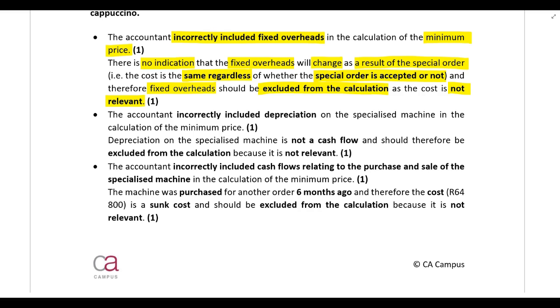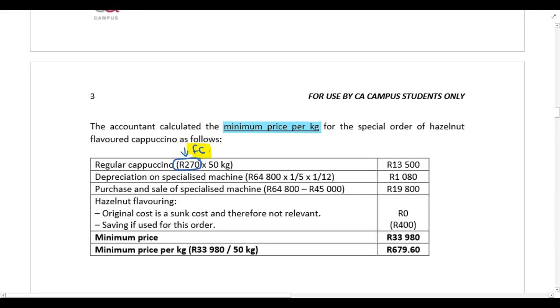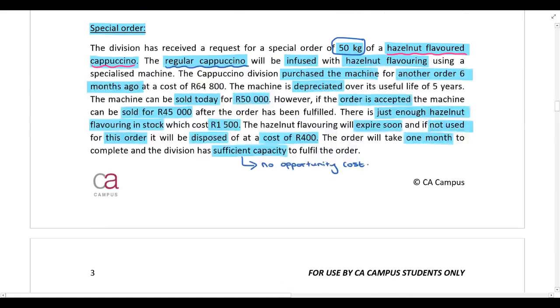You just need to know your theory. Let's go back. Let's continue. Okay, what else are we told? The cappuccino division purchased the machine for another order 6 months ago at a cost of 64,800 Rand.